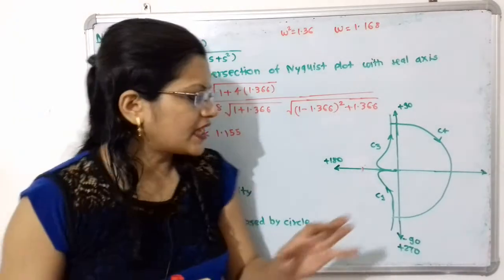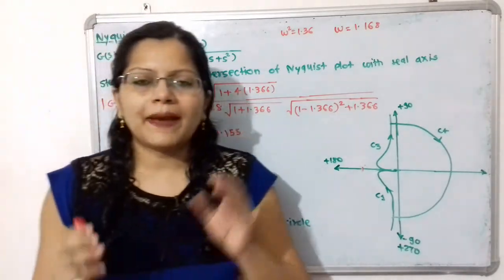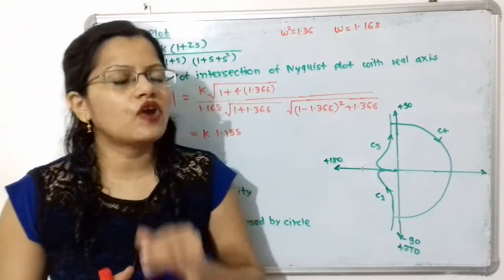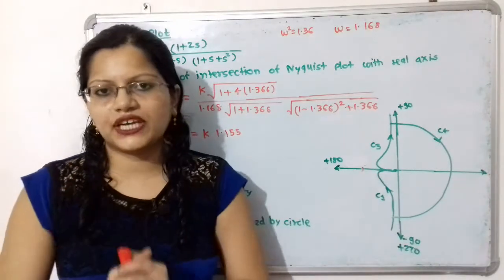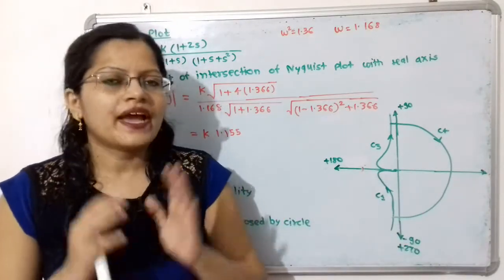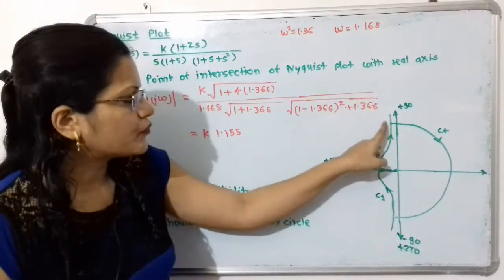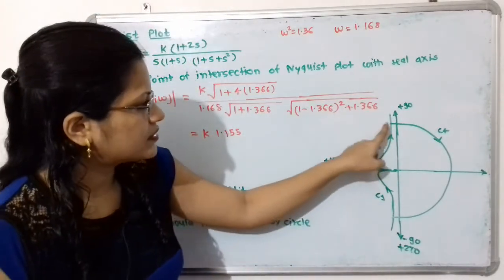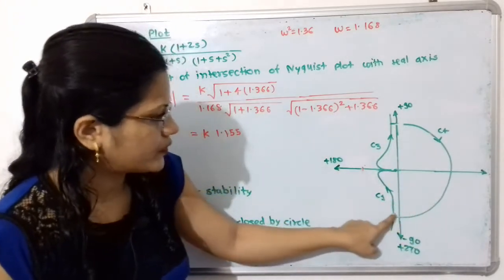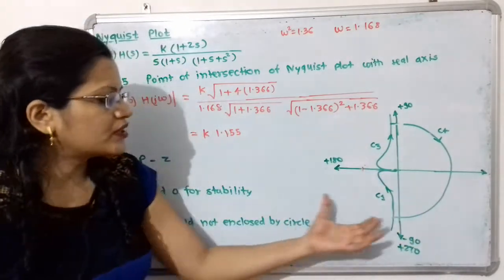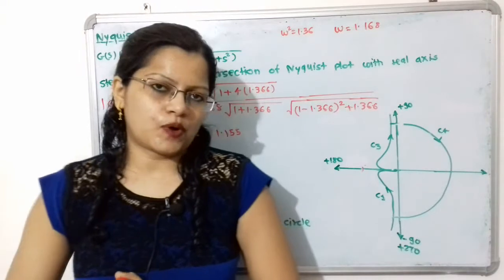Now for this section C2, here magnitude is 0. So we will not draw this shape because magnitude is 0. And for section C4, magnitude is infinity. So here we have to join this C1 and C3 with this section C4 with magnitude infinity. So this is the required Nyquist plot.